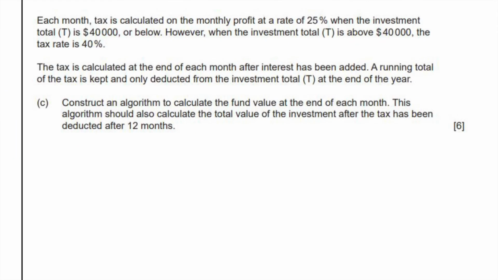Now, if you look at our pseudocode question right here, it says each month is calculated on the monthly profit at a rate of 25% when the investment total is $40,000 or below. However, when the investment total is above $40,000, the tax rate is 40%. So we can pretty much say that when our total value is less than or equal to 40,000, that's going to lead us to a tax rate of 25%. And when it's greater than 40,000, then that's going to lead us to a tax rate of 40%. And this is being calculated on the monthly profit.